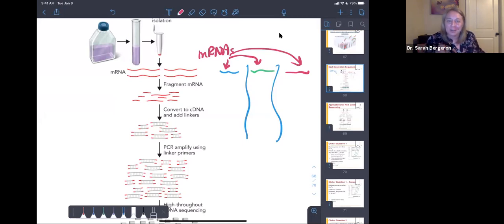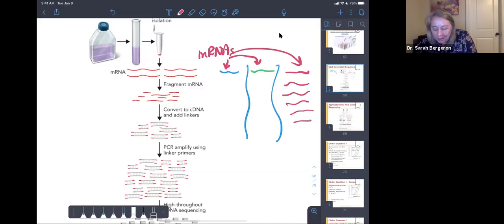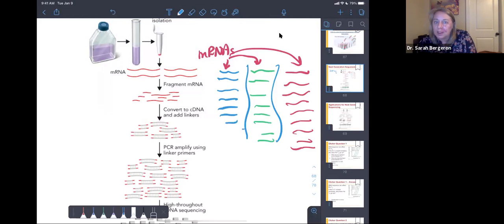So I add the linkers to it so I can go from having a couple of copies of each one to having an exponential number of those same mRNA copies, right? However much I started out with, I'll have a proportional increase in those. So if I started out with a lot of this mRNA, I'm going to end up amplifying to make a ton. But if I start out with just a little bit, I'm going to amplify it and I'll end up with more to a detectable amount, but not that much more.